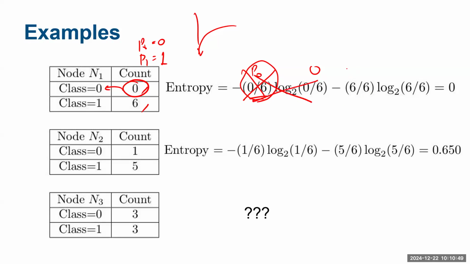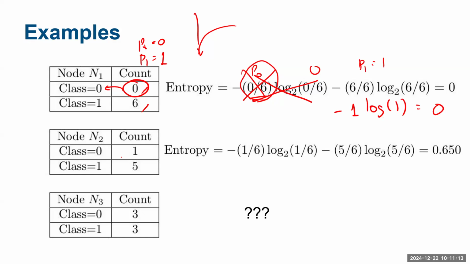And then in the second term, you have minus P1, which is equal to 1, times log of 1. What is log 1? Log 1 is 0, right? So you get this one equal to 0. So the entropy is actually a good measure for impurity.